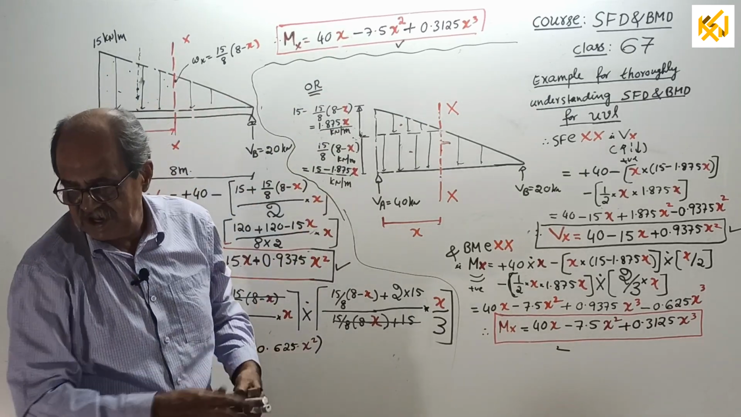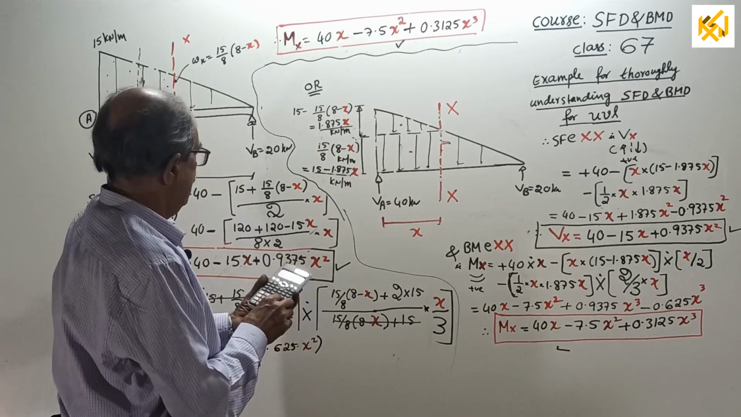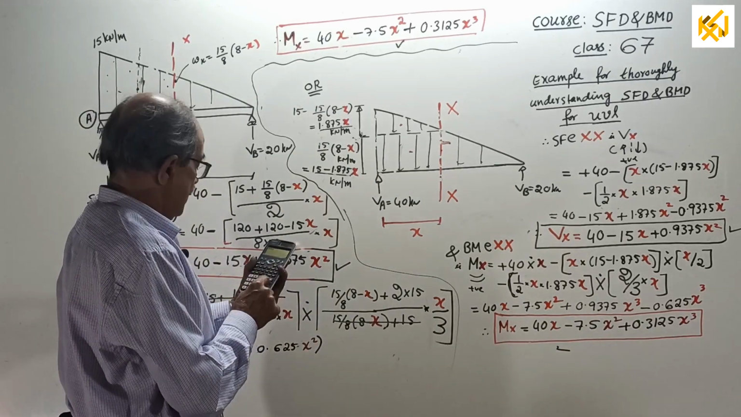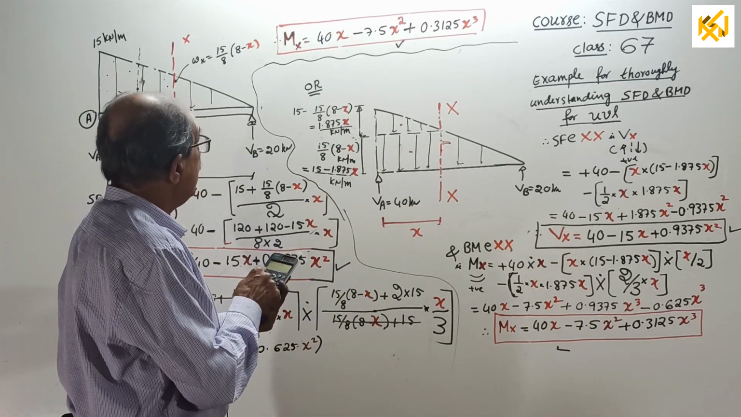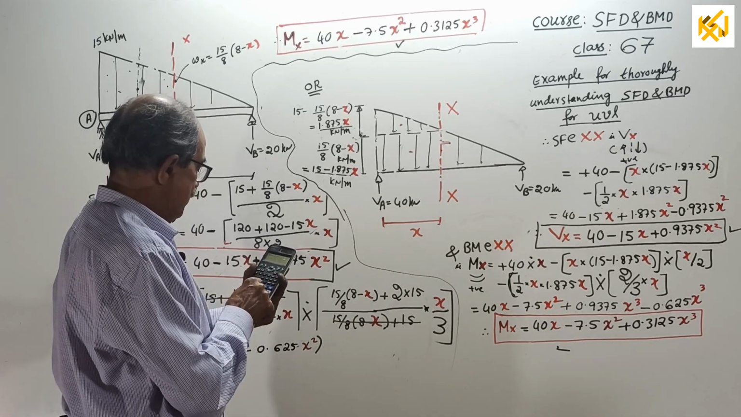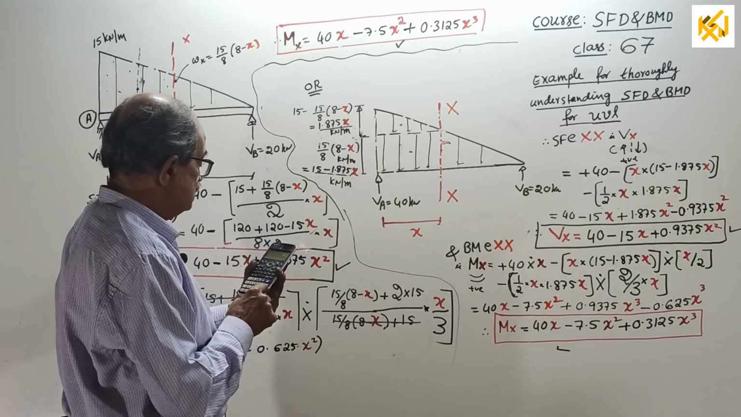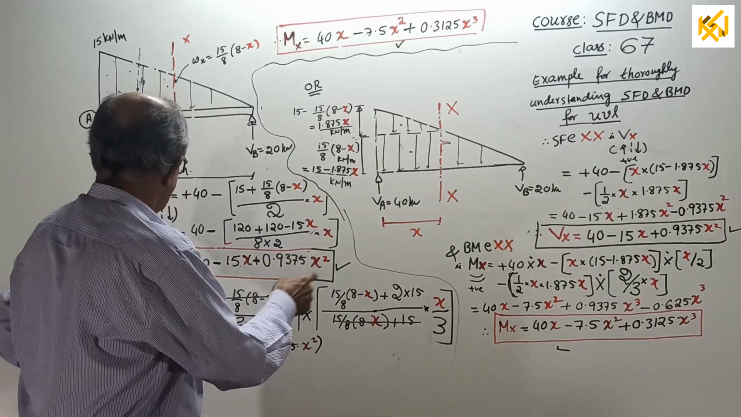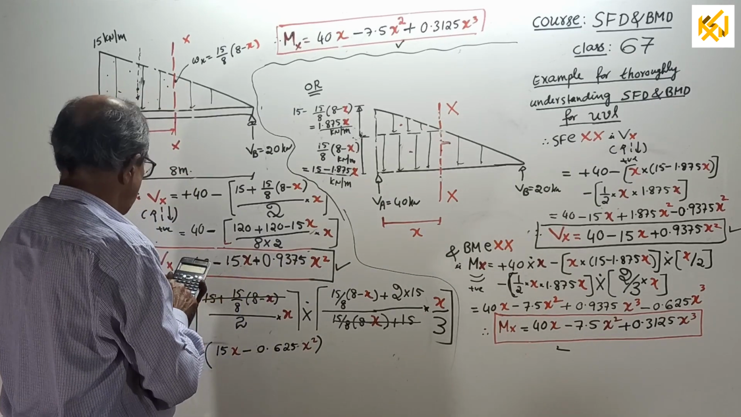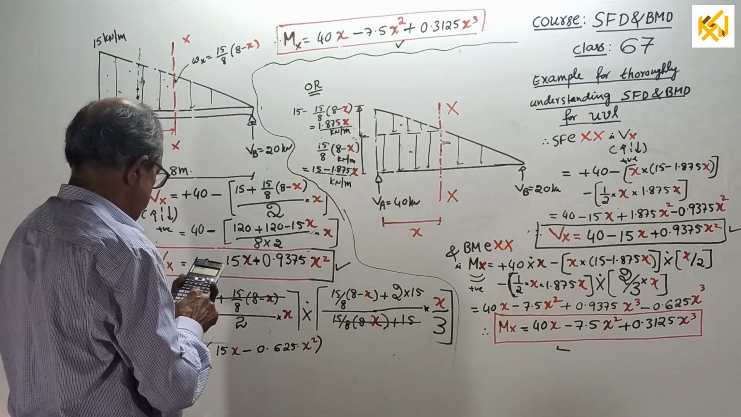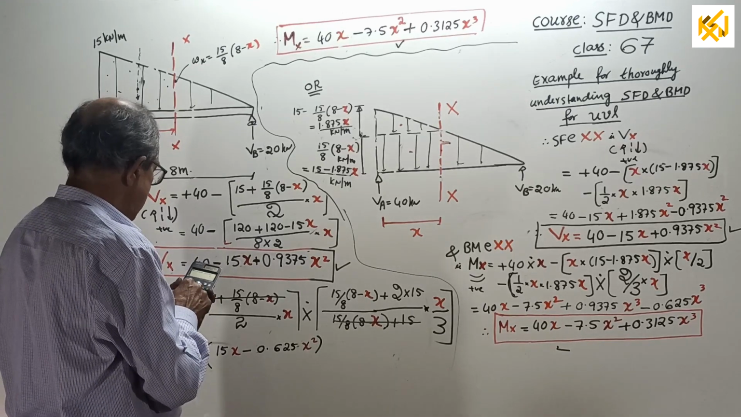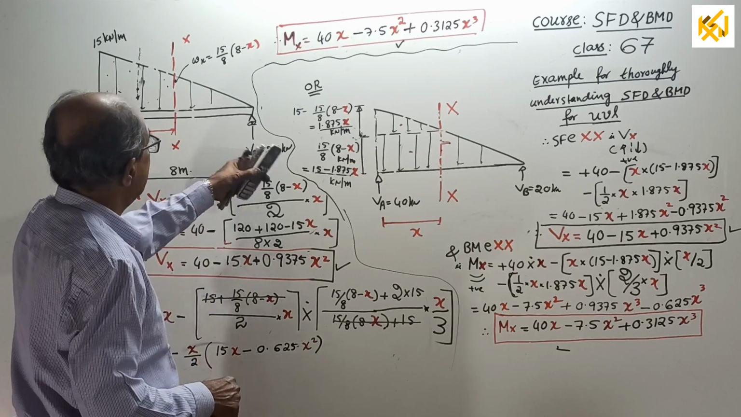See, in front of you, I'll check it now. Safer side, see. 40 into 8 minus 7.5 into 8 square plus 0.3125 into 8 cube. No, that is a bending moment. I am seeing wrong equation here, see. 40 minus 15 into 8 plus 0.9375 into 8 square gave me minus 20, correct.